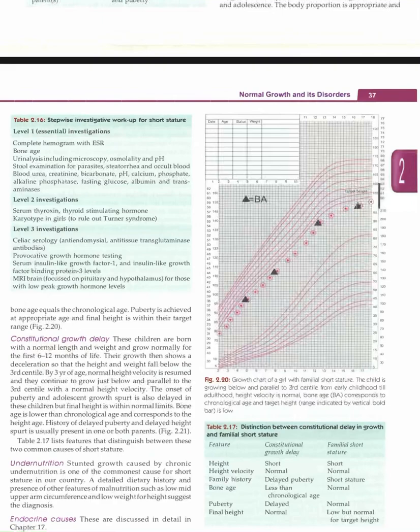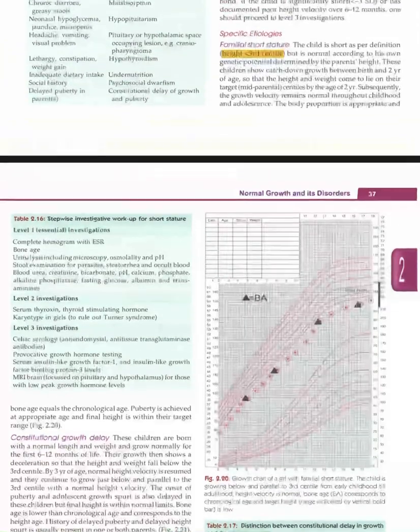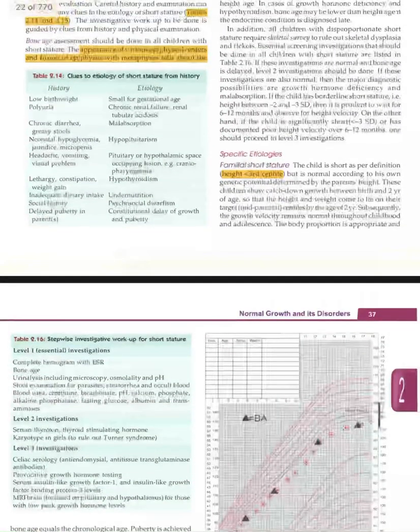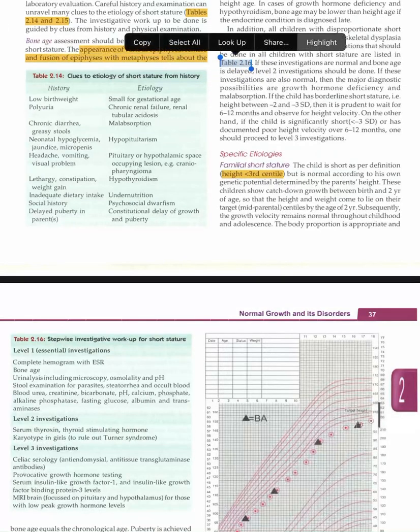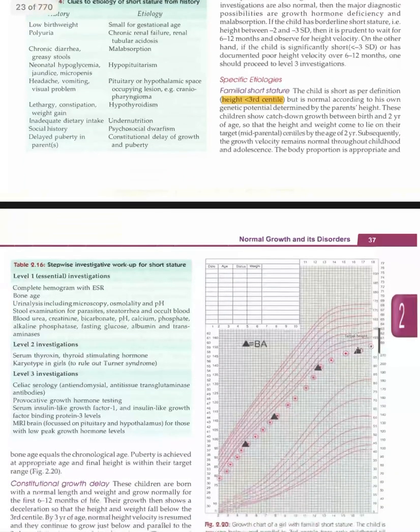Okay. So now, in the previous page, it is mentioned about table 2.16. Now look at table 2.16, stepwise investigation workup for short stature. More important, you have to mark this.